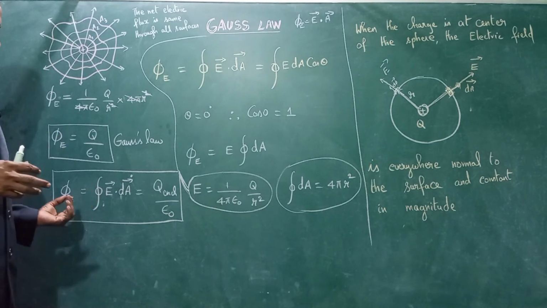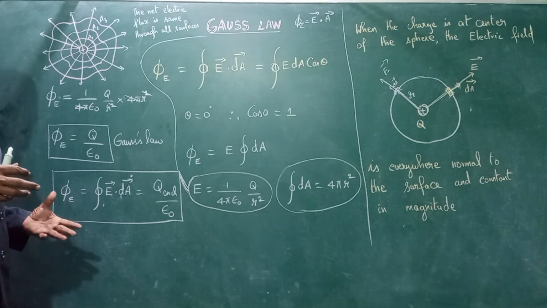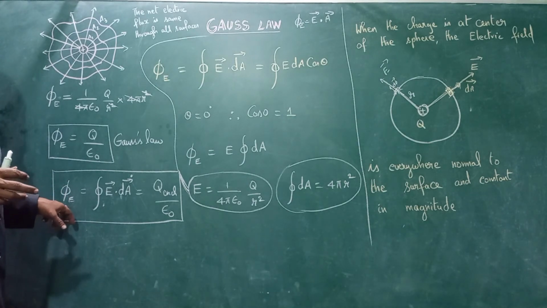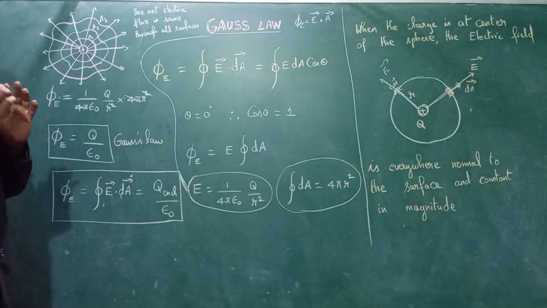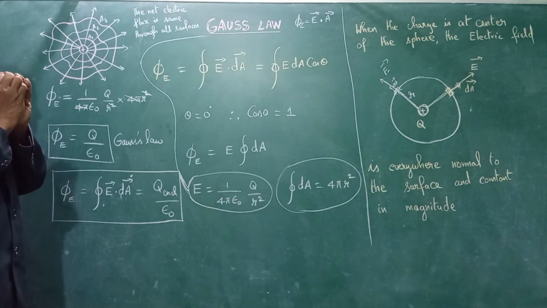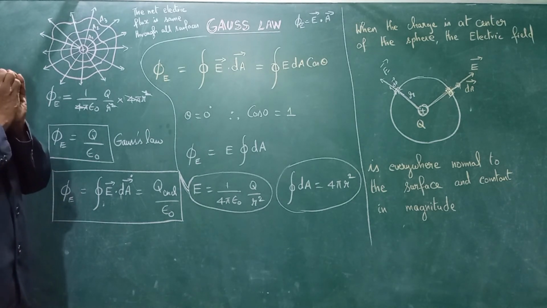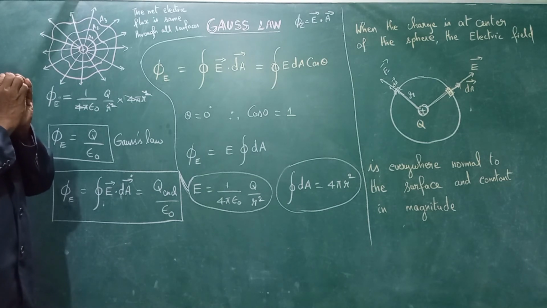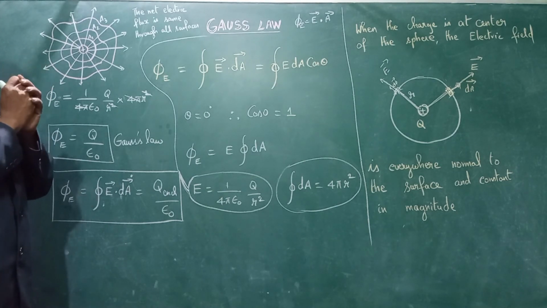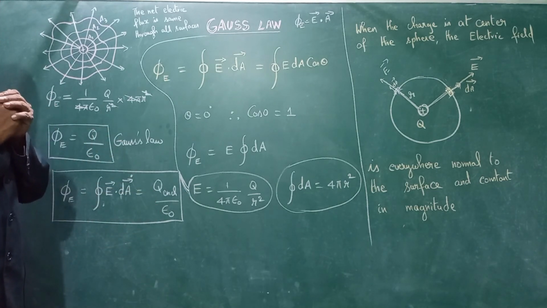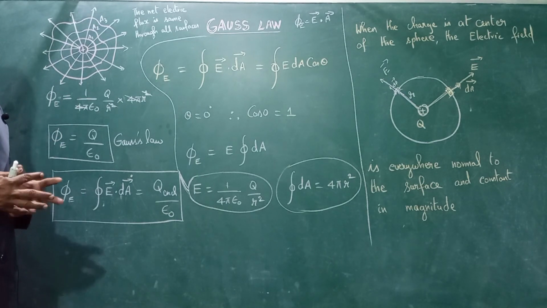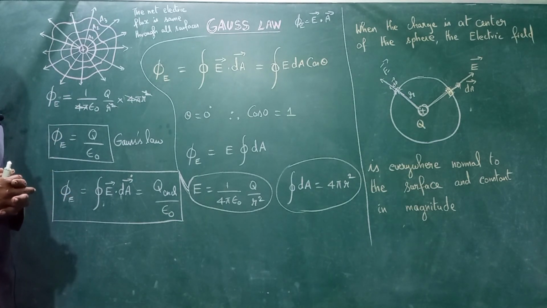So what do you infer from this relation? If you want the total electric flux coming out of the surface of a sphere, then that value is equal to the charge enclosed divided by epsilon naught. What is epsilon naught? Epsilon naught is the permittivity of free space, which is given by 8.854 into 10 power minus 12 farads per meter.